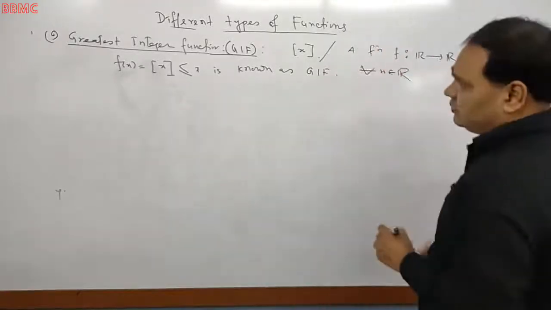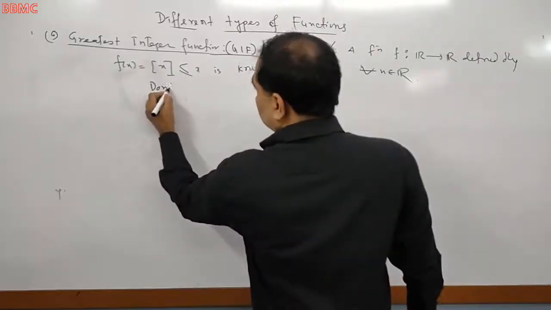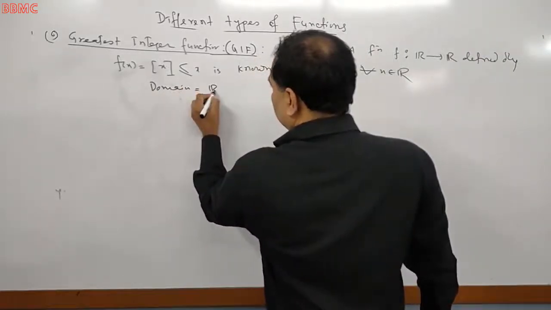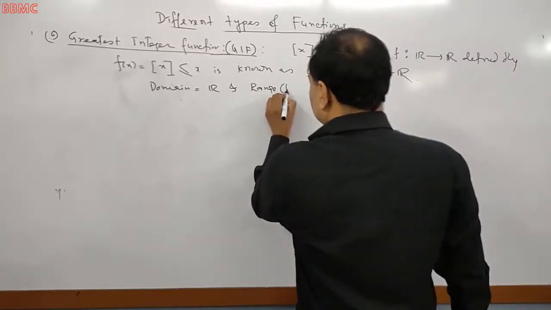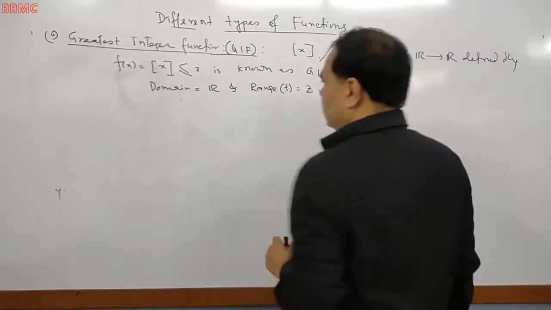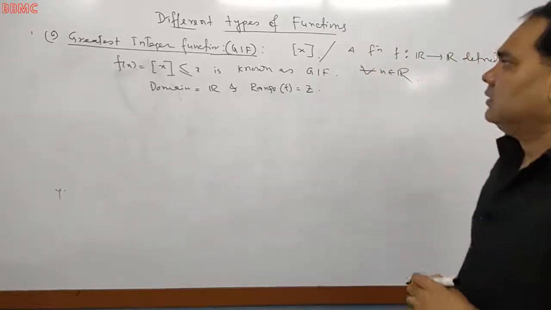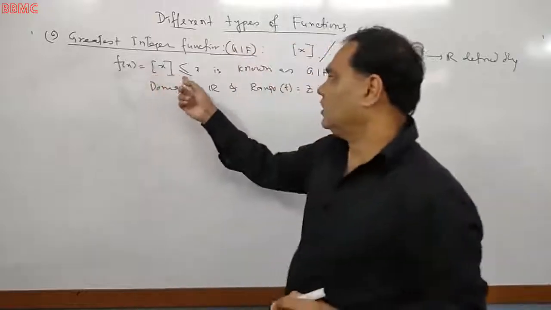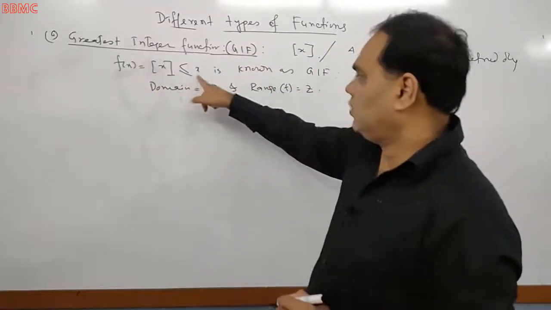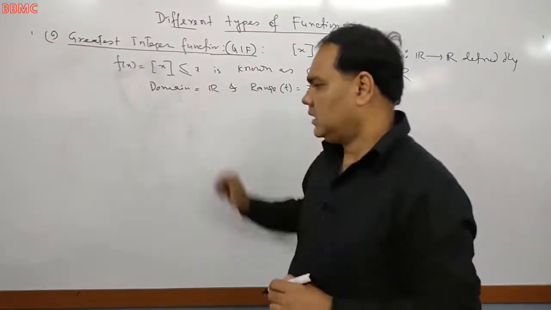So the domain is equal to R, and the range is equal to Z. Okay, so for the greatest integer function, for x belonging to R, the value is always the integer less or equal than x.